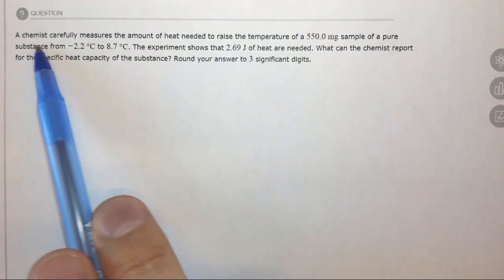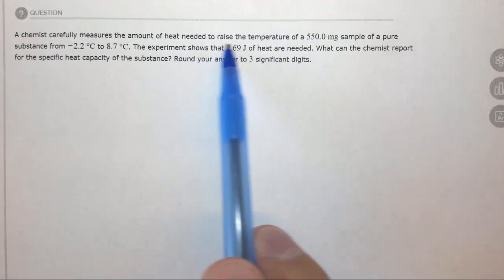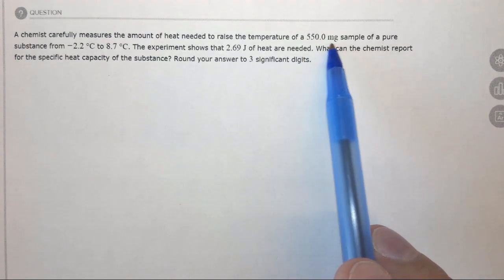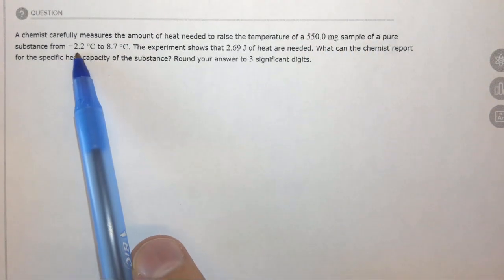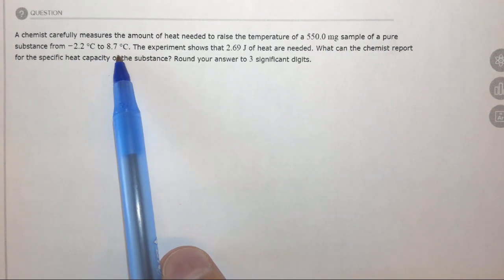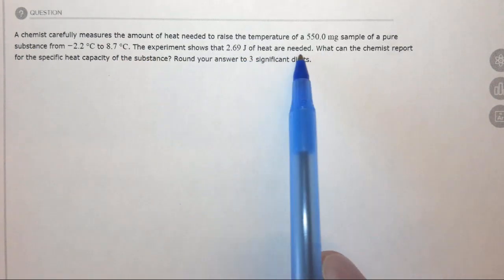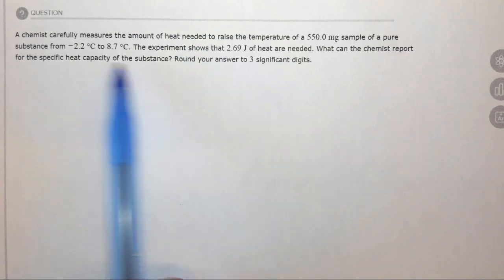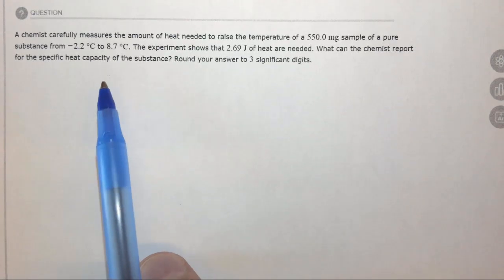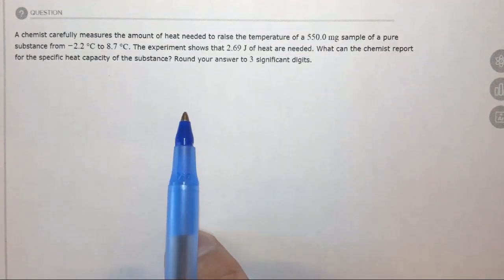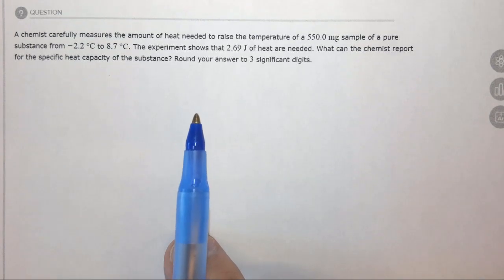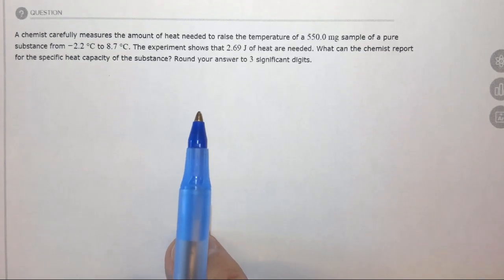This question says, a chemist carefully measures the amount of heat needed to raise the temperature of a 550 milligram sample of a pure substance from minus 2.2 degrees C to 8.7 degrees C. The experiment shows that 2.69 joules of heat are needed. And then it asks, what's the specific heat capacity of the substance?